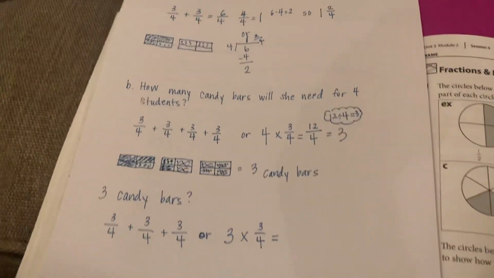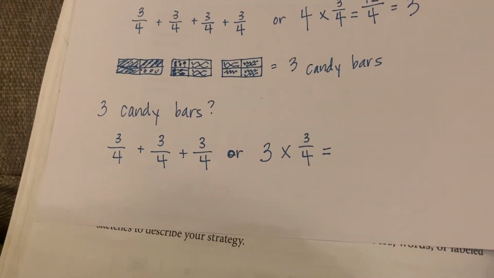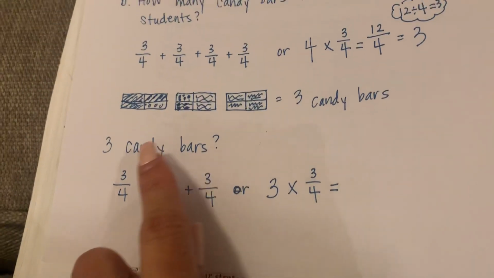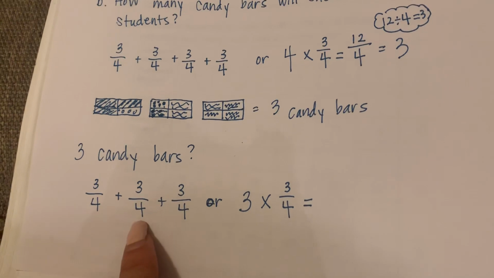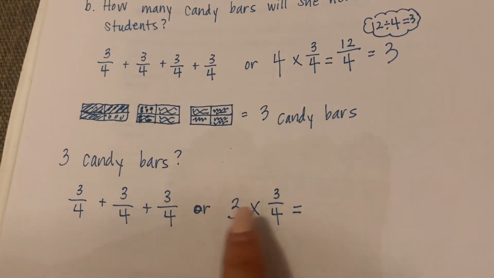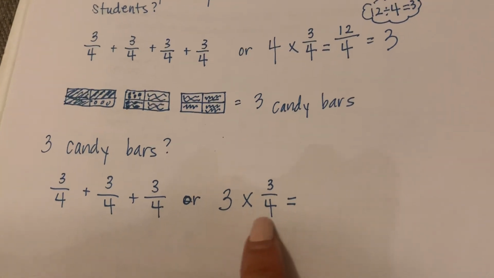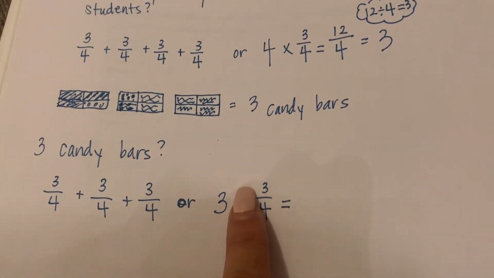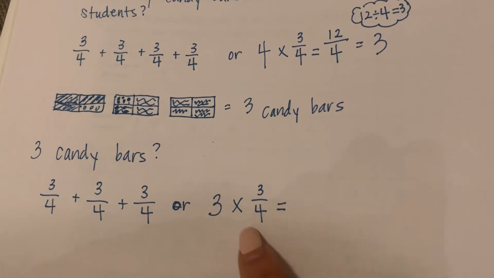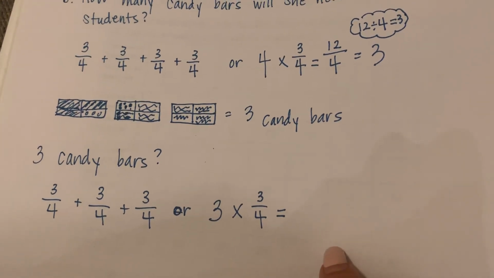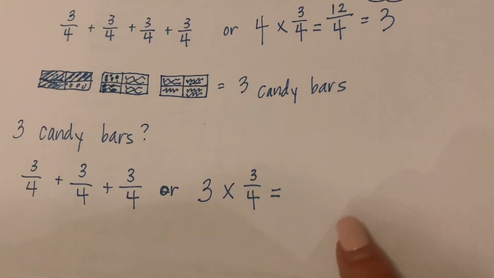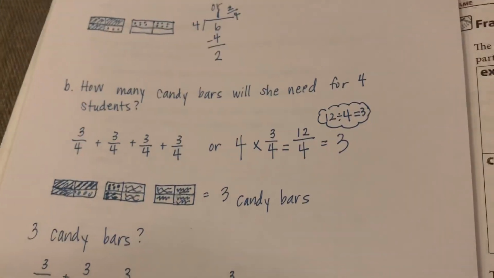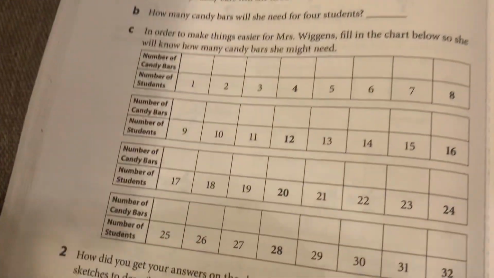Okay, so then the next problem, you're going to have to figure out how many candy bars for 3 students. This should say students. So same process, 3/4 plus 3/4 plus 3/4, or you can multiply 3 times 3/4. So if you do it this way, you're just going to have to multiply 3 times 3, which is 9. The denominator 4 stays the same, so 9/4. And then you just have to divide, and remember the remainder is your fraction. Okay, so hopefully that can get you off to the right start for this page.